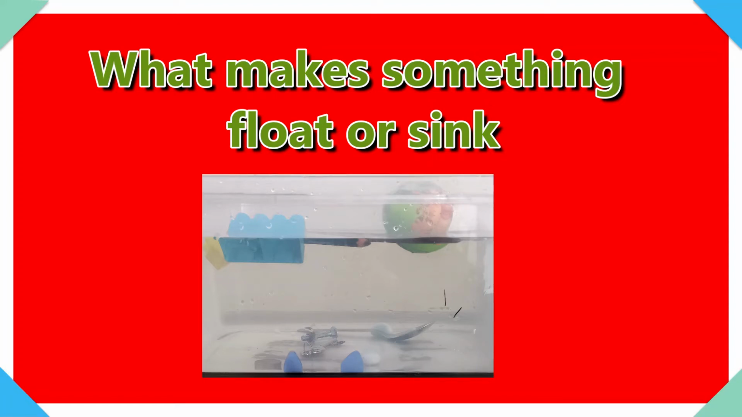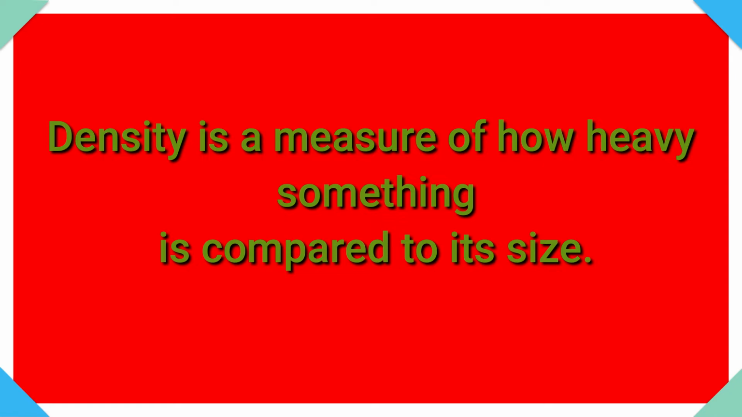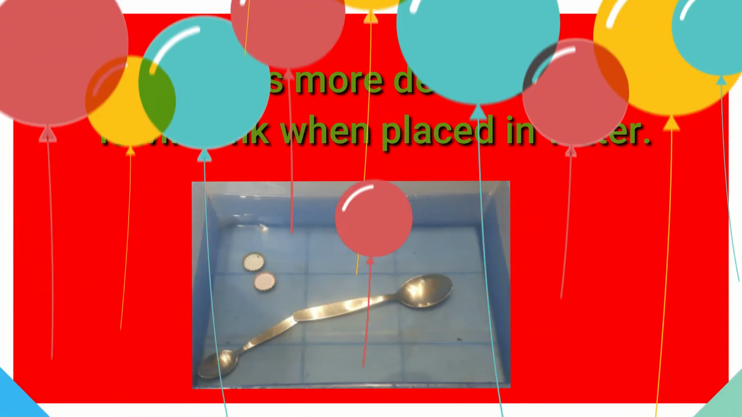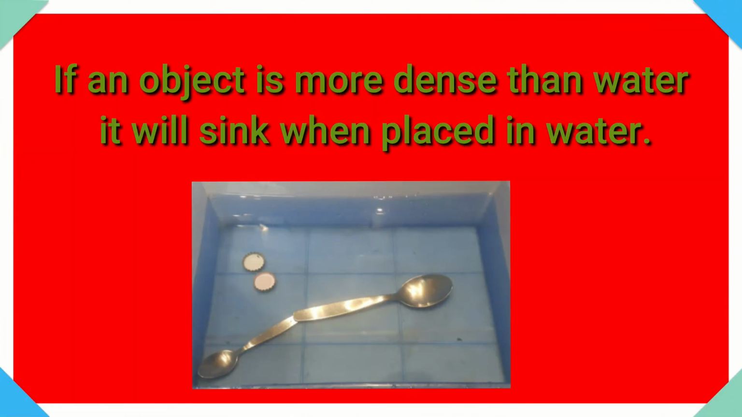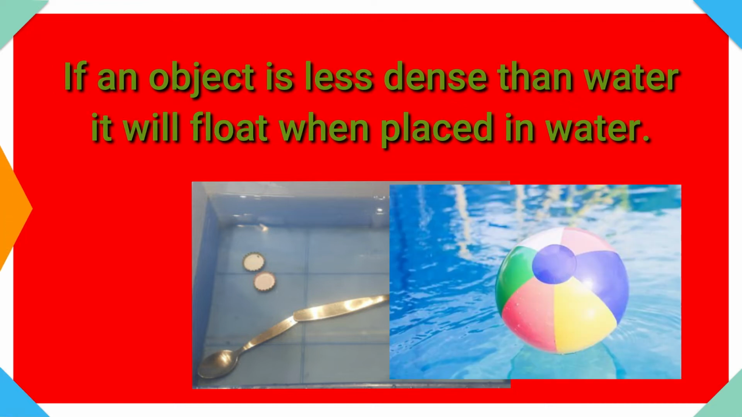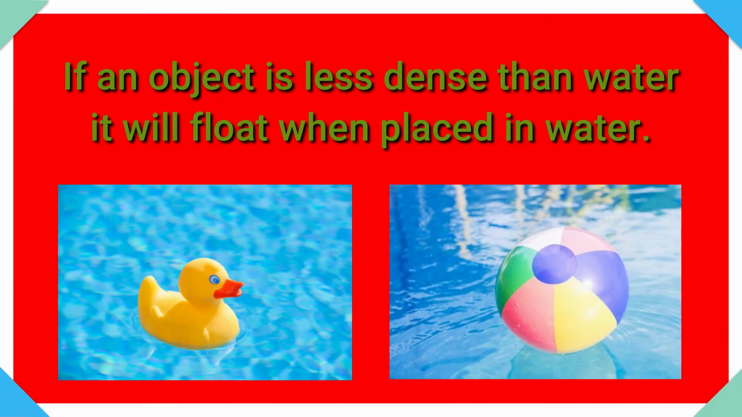In this video we are going to learn what makes something float or sink. Density is a measure of how heavy something is compared to its size. If an object is more dense than water, it will sink when placed in water. And if it is less dense than water, it will float.